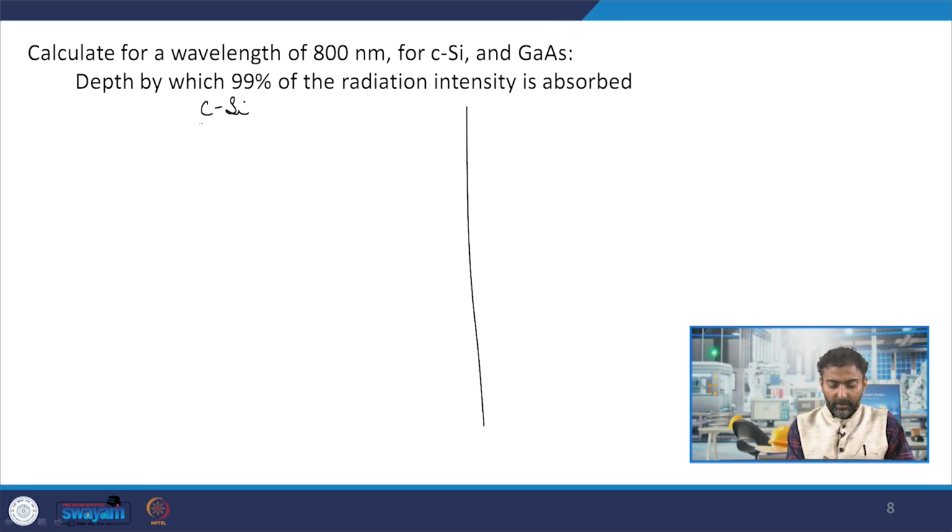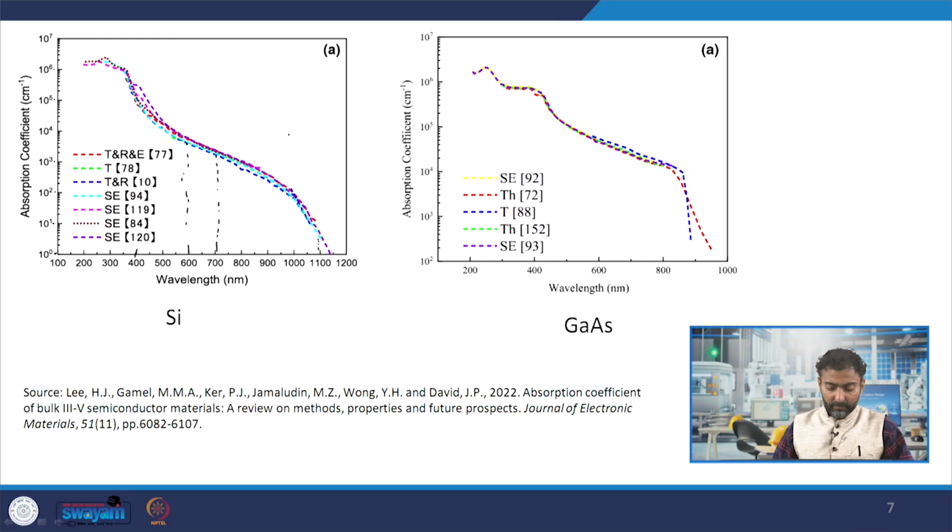So, for crystalline silicon, I am taking lambda equal to 800 nanometer, and the alpha value I will read from the graph. So, if you see, 800 nanometer here, you can read from the graph something like this, and it comes out to somewhere around 1000 per centimeter.